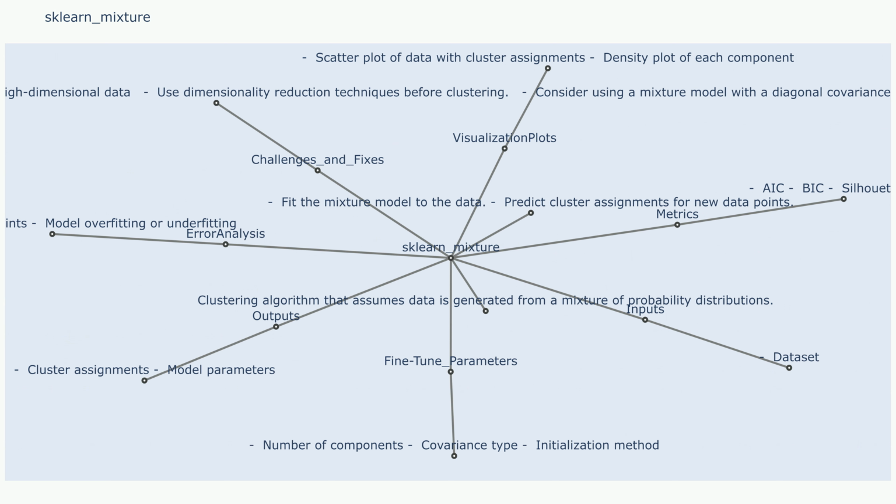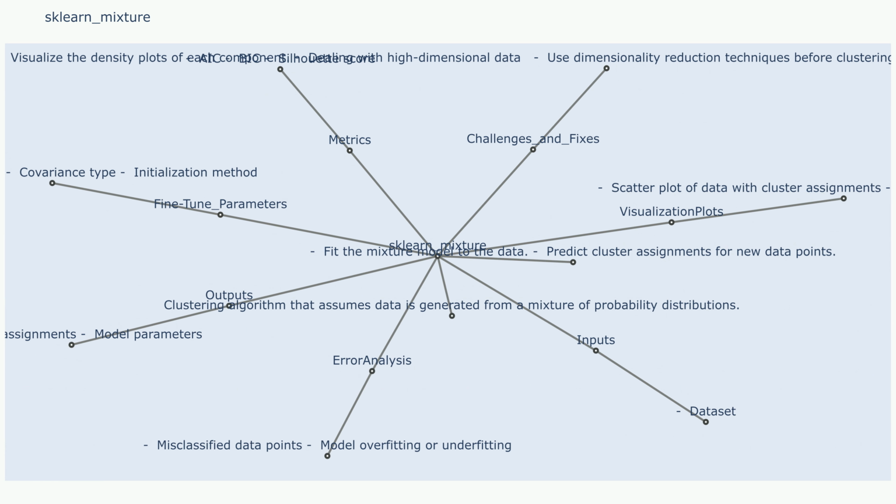Steps. Step 1. Explain in detail initialization. The algorithm starts by initializing the parameters of each component distribution, such as mean, covariance matrix, and weights.